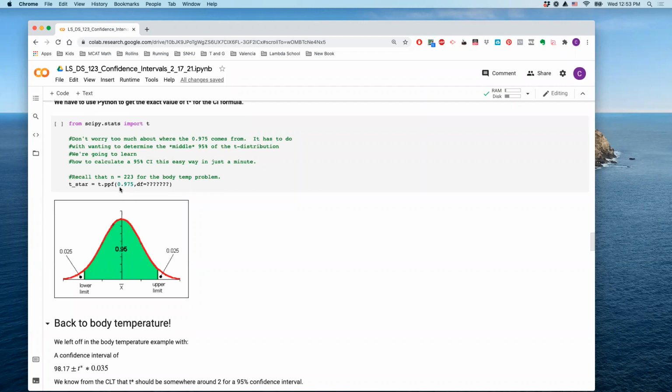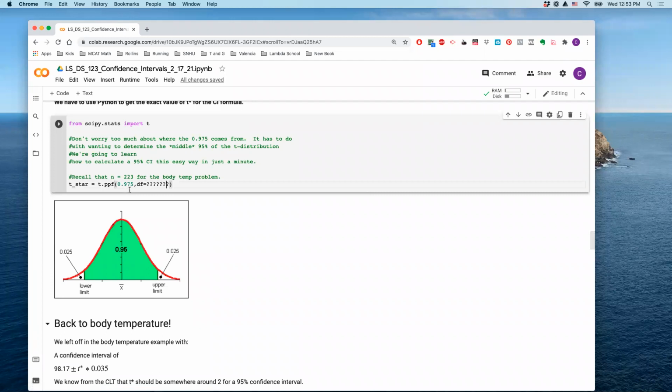So the reason this says 0.975 for a 95% confidence interval is because we've got to get this value here such that the middle 95% of our data is to the left of that number, plus half of the 5% that's left over. So that's where that 0.975 comes from. And this is going to be made easier shortly. So we need to say we want 0.975 to the left of that value.